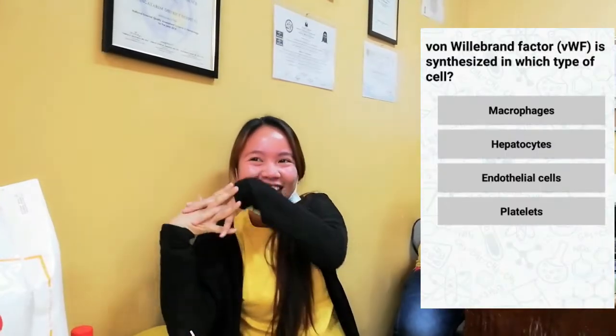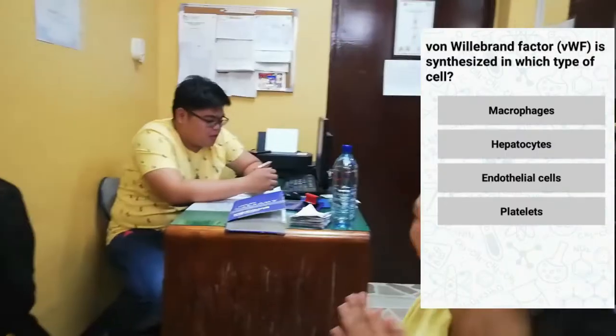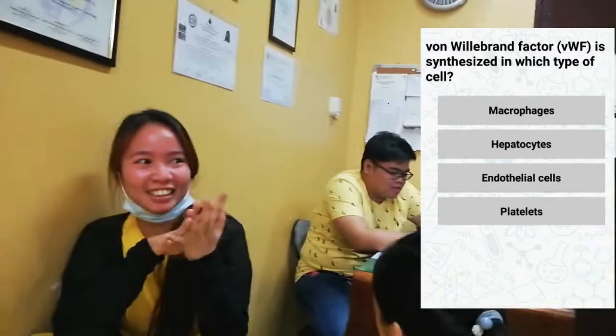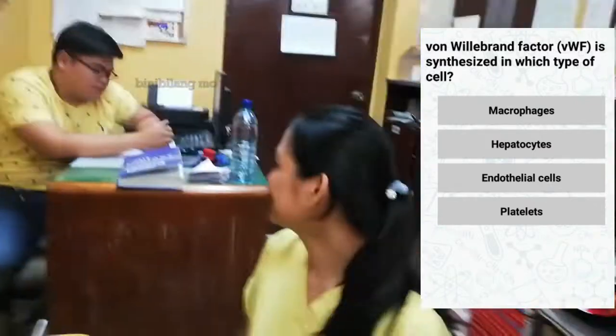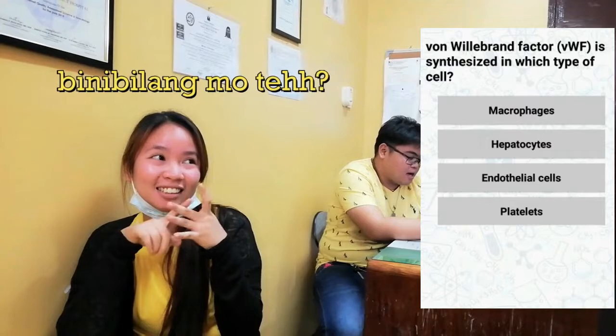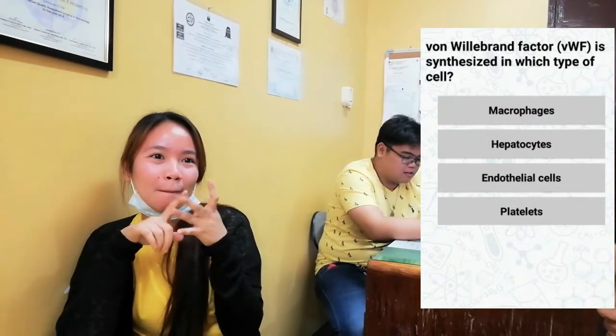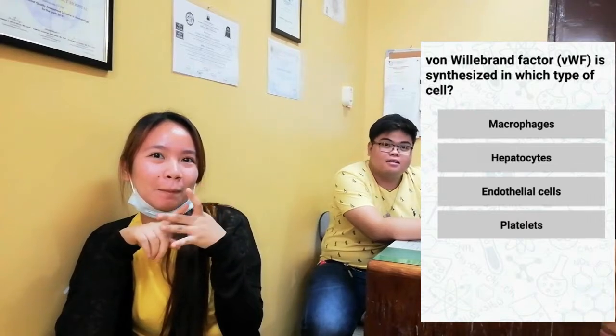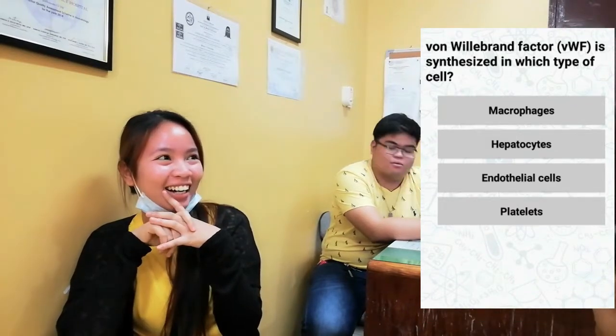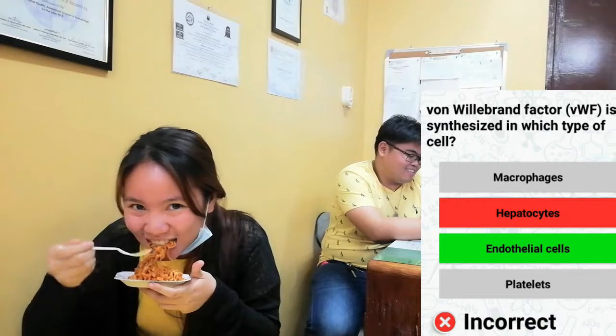Question is, von Willebrand factor is synthesized in which type of cell? Letter A, macrophage. Letter B, hepatocytes. Letter C, endothelial cells. Or letter D, platelets. B. Ah, it's wrong. B is for bagsak.